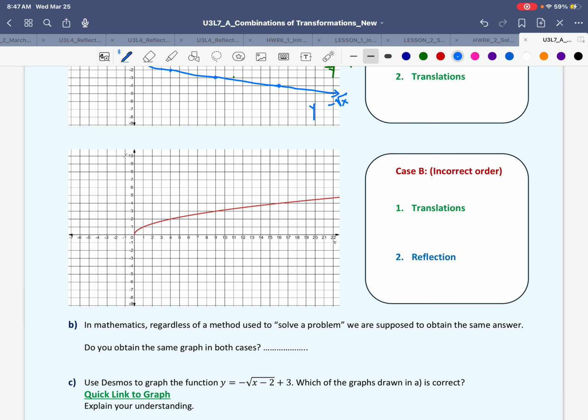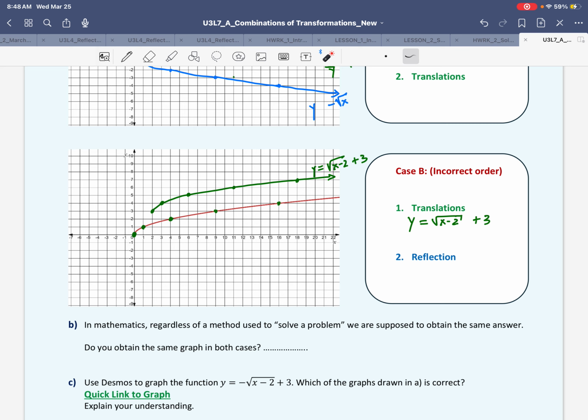So if we want to apply the translations first, that means that we are going to draw the graph y equals the square root of x minus 2 plus 3 first. So we're going to take every key point from the parent function here, move them 2 to the right, 3 up. Now we got, so this is the first one. And now 2 to the right, 3 up, and again, and here we go. This will be the graph of y equals root of x minus 2 and then plus 3.